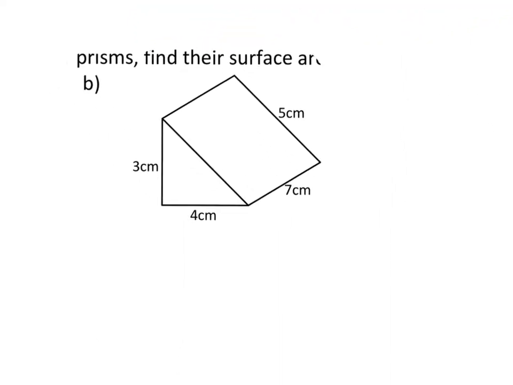Right, so first thing we're going to do is find the area of the front face, which I'm going to highlight in blue, which is this triangle. Okay, now to find the area of a triangle, it is half the base times the height. So all we need to do is 3 times 4 and then divide it by 2. The base and the height is 4 times 3, which is 12, and half of that is 6, so 6 centimeters squared.